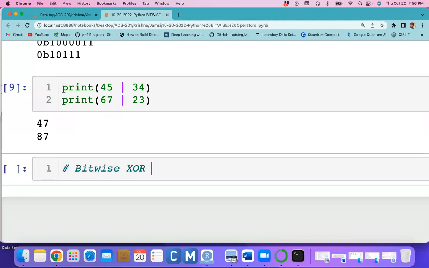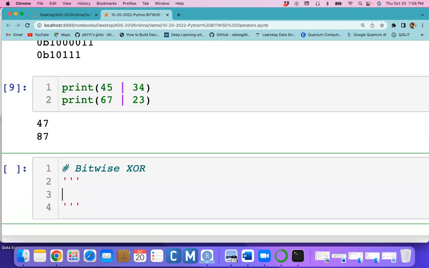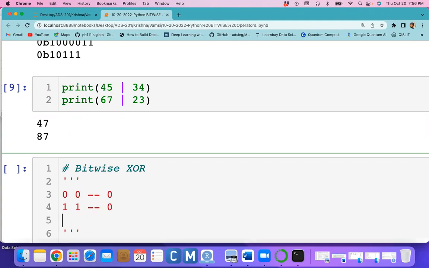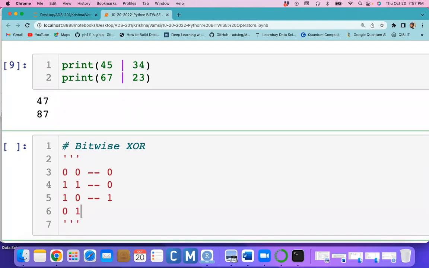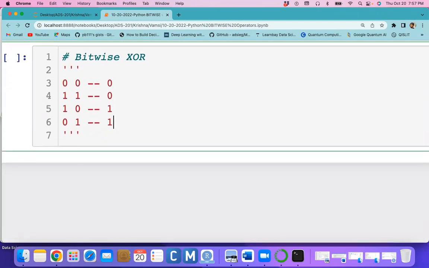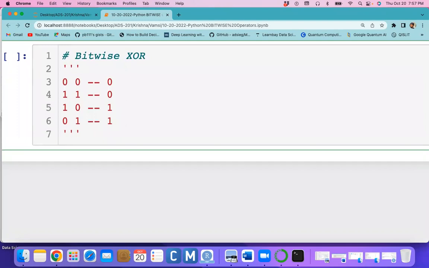Bitwise XOR means if both inputs are the same, then the resultant will be 0. If both inputs are the same, then the resultant is 0. If the bits are different, meaning one bit is 0 and the other is 1, then it will be 1. Either the first bit or the second bit, whatever it is, if both bits are different, then the resultant will be 1. Okay, this is the truth table for the bitwise XOR operation.